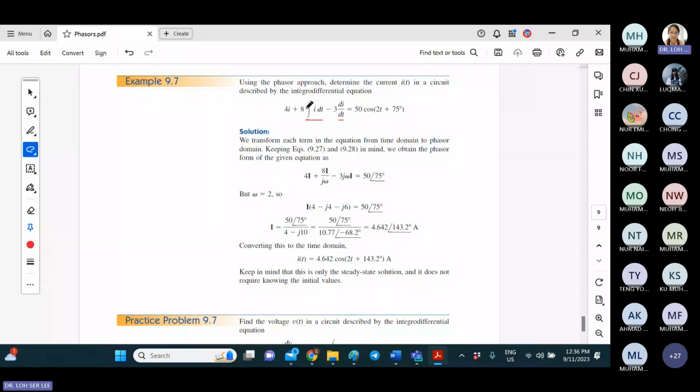We have an 8 here. So that's why we have 8I over JW. Just change this into this one. And for the differentiation, this is I, so we have capital I multiplied by JW. And we have a 3 here. So that's why we have 3 here. Just change it directly. Integration of I dt, we change into I over JW. The differentiation of dI over dt, we change it into JWI. Change into this form.